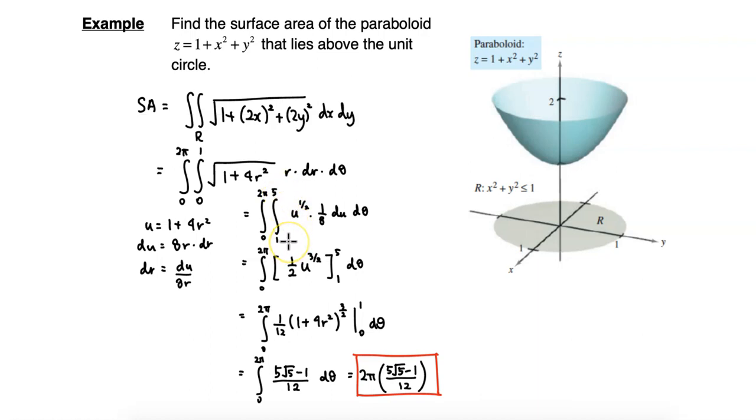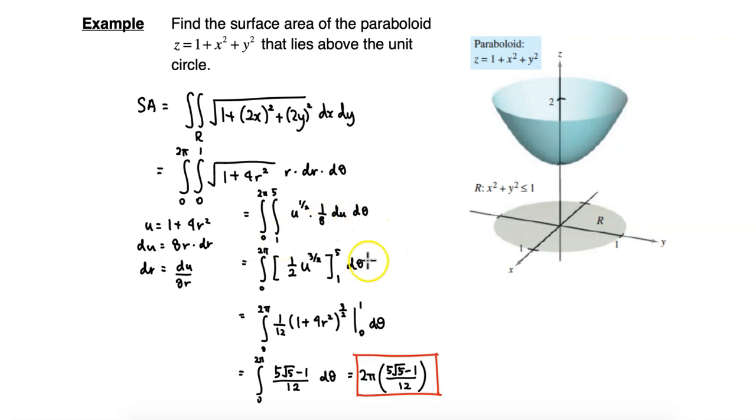When r was equal to 0 here, that means u is equal to 1. And when r was equal to 1, u is equal to 5. So remember to change that. If you don't want to change it, then it's better to write nothing as the boundaries of integration, and then later when you substitute back to r, you can safely put 0 and 1 again.